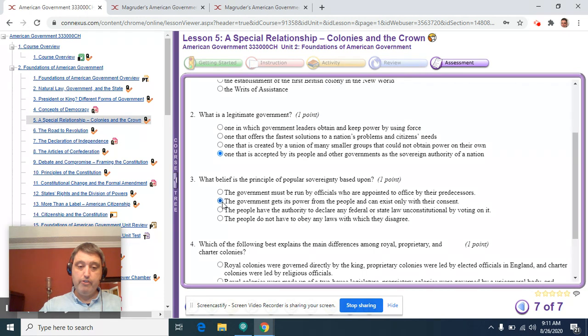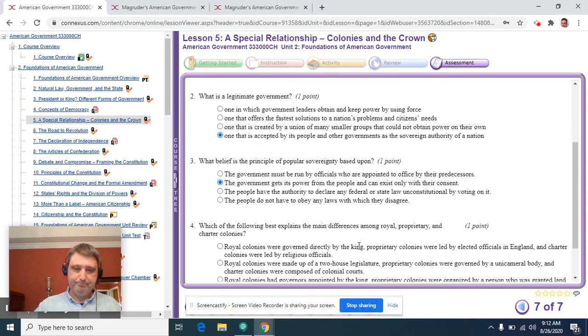Okay. Well, the answer here is the second one. The government gets its power from the people. Okay. Sovereignty means power, popular means people. Okay. So popular sovereignty is this idea that the government exists and has legitimacy because the people give it legitimacy. The people allow it to exist. You've probably heard that phrase before, consent of the governed. Okay. It's in the Constitution. We'll talk about that later.